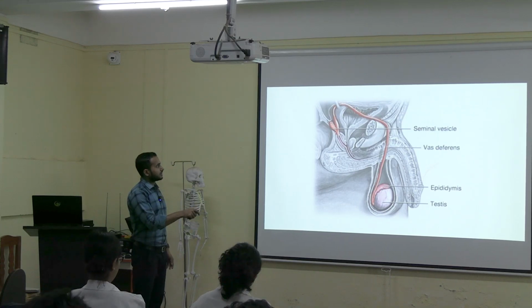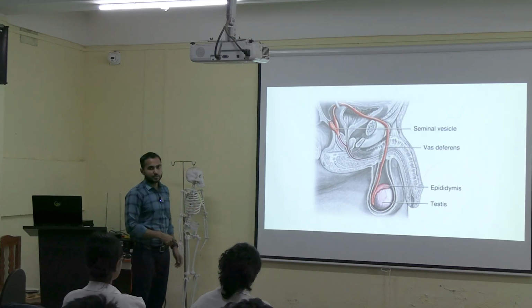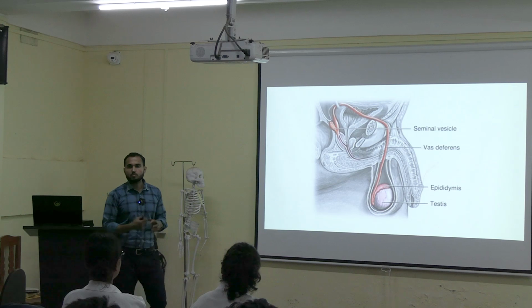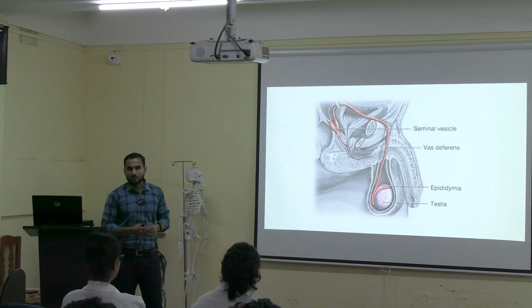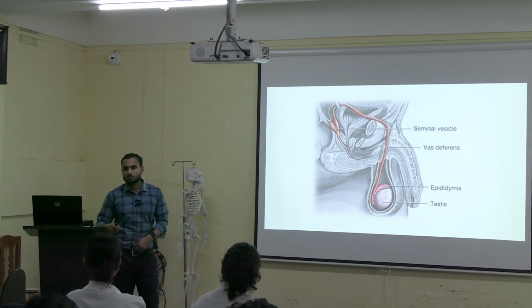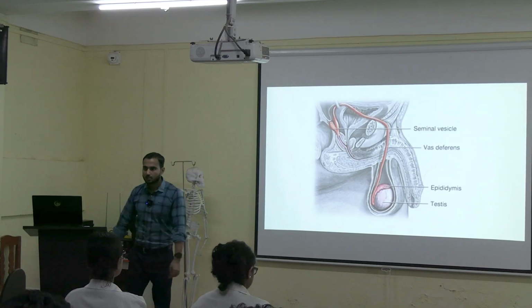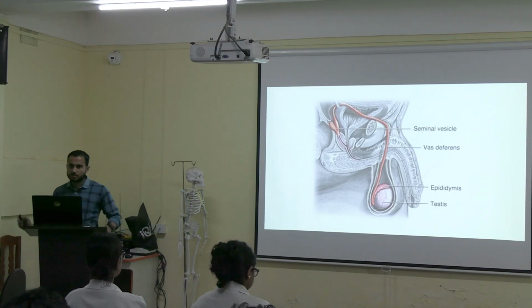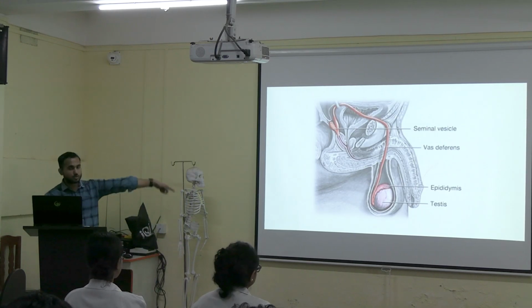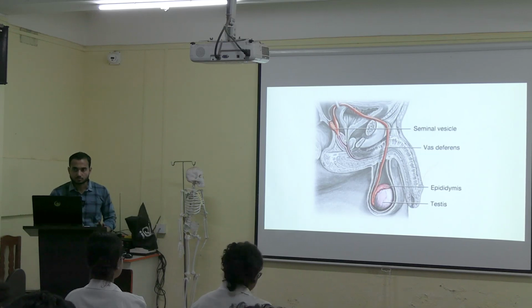So the duct of the seminal vesicle and the ductus deferens will join together to form what? Ejaculatory duct. Where does it drain? Yes, very good. Prostatic part of the urethra. Look, this is the prostatic part of the urethra. Over here, it is terminating. So this is the way the spermatozoa travel.